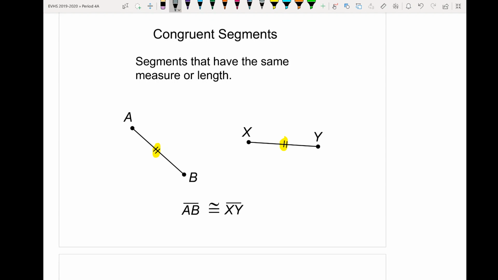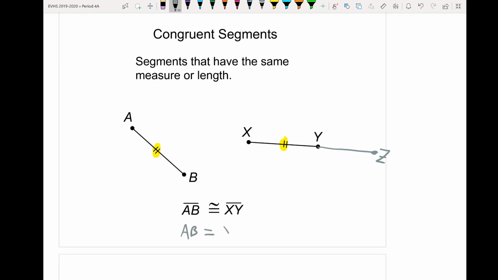So for example, if this had gone out further and there was a third point Z, the hash mark here only applies to segment XY and makes no indication whatsoever about what happens between Y and Z. Now, here's where that notation comes in. Segment AB is congruent to segment AY, which is what we have down here at the bottom.